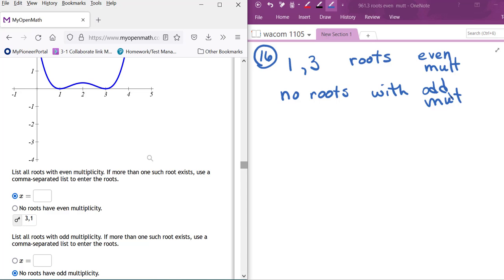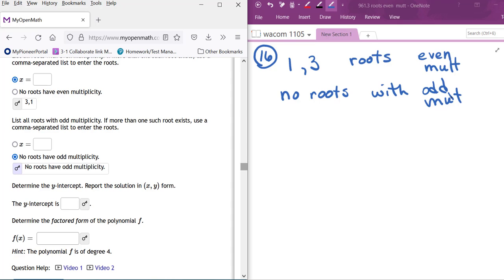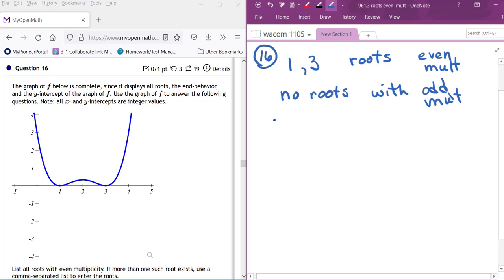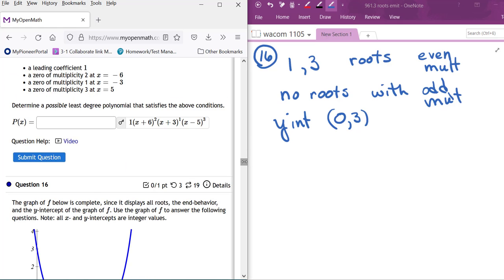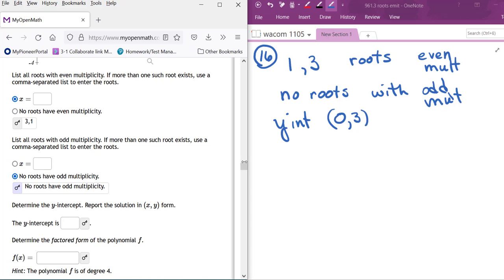And they ask us for the y-intercept, which we're just supposed to take from the graph. So it's the point where the graph crosses the y-axis, which is going to be 3. And remember, on a y-intercept, the x-coordinate is 0. And they ask us for ordered pair form.